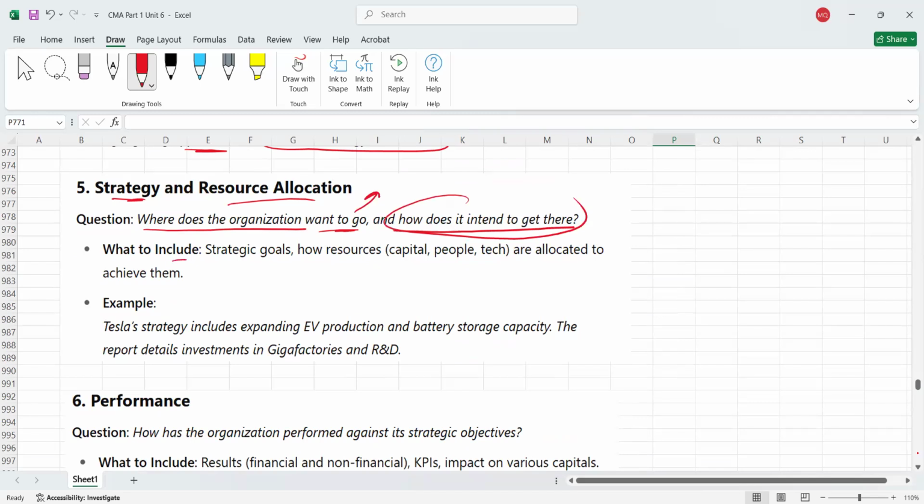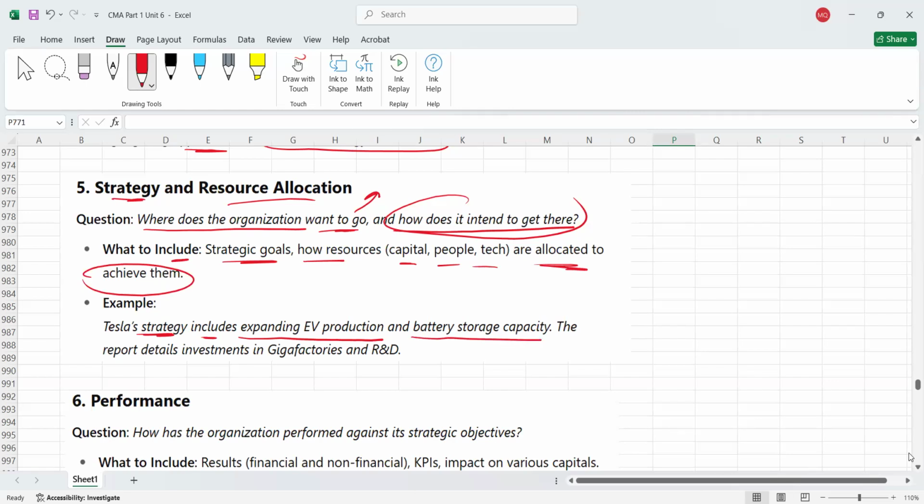And what to include here, as I told you: strategic goals. What are your long-term goals, and how resources, meaning capital, people, and technology, are allocated to achieve those goals. For example, Tesla's strategy includes expanding EV production. EV production means electric vehicle production. Tesla wants to expand electric vehicle production and battery storage capacity.